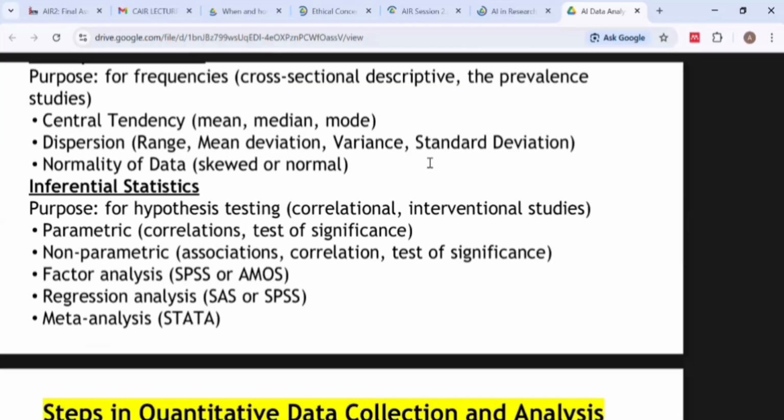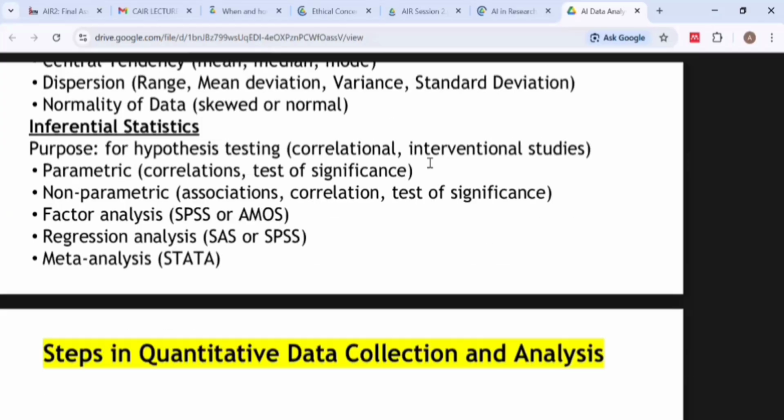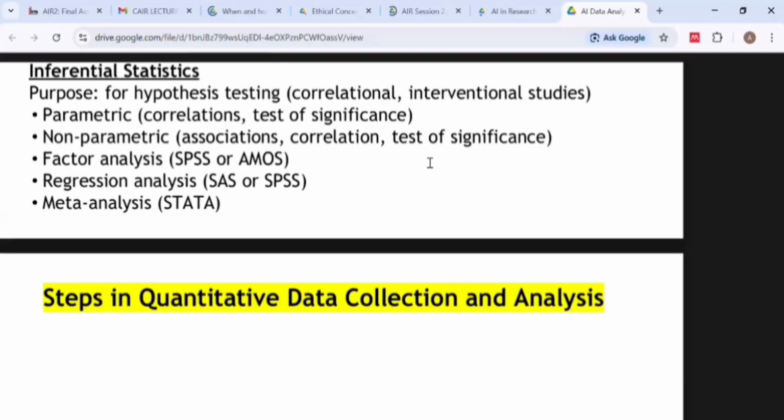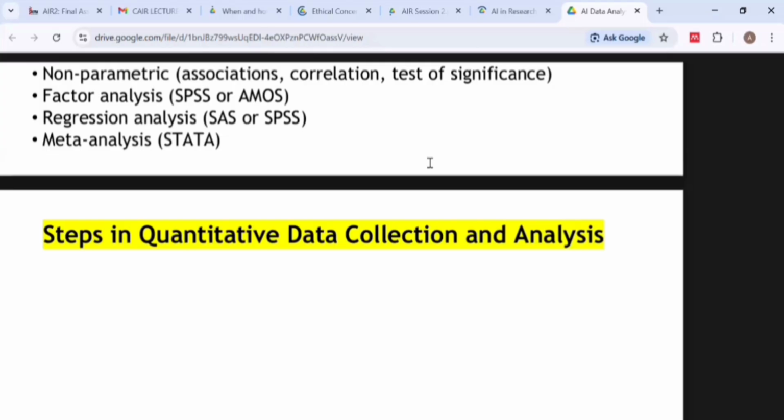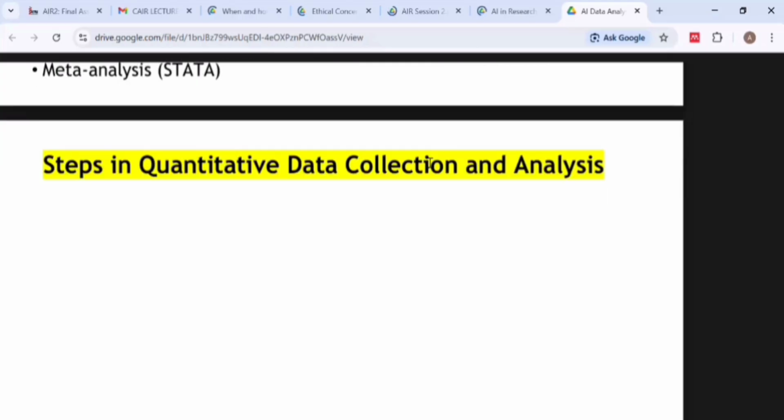Inferential statistics are for hypothesis testing with correlation or interventional studies. Parametric correlations, test of significance. Non-parametric or association correlation and test of significance. Factor analysis with SPSS or AMOS. Regression analysis with SAS or SPSS and meta analysis with STATA. These are the top areas. Steps in quantitative data collection and analysis.